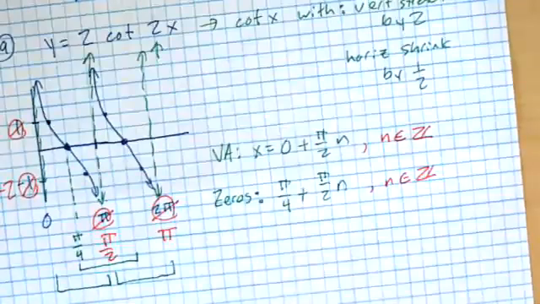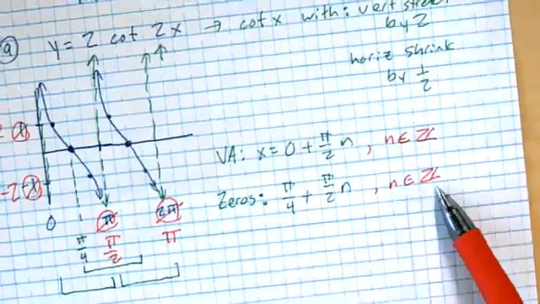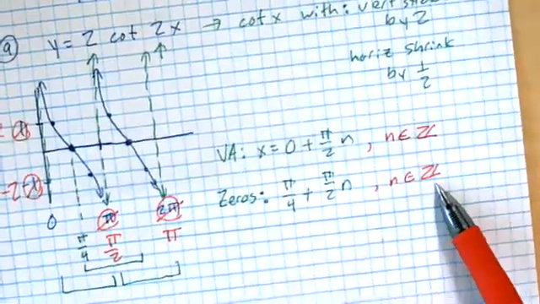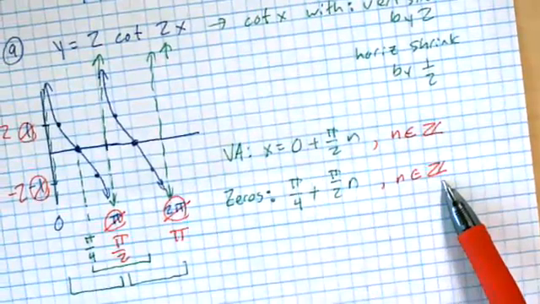So the question was, do we need to put this n as a member of the integers on our test? Not for chapter 4. Chapter 5, yes. Not for chapter 4.